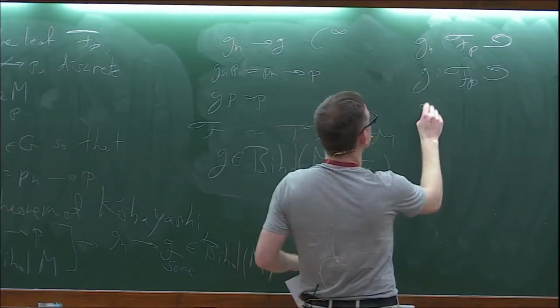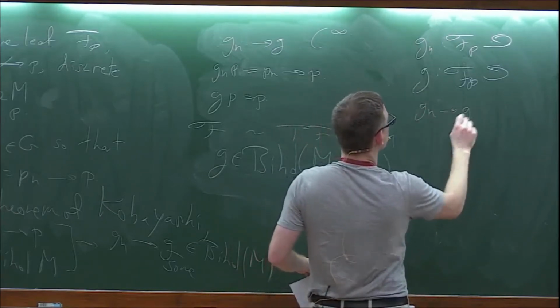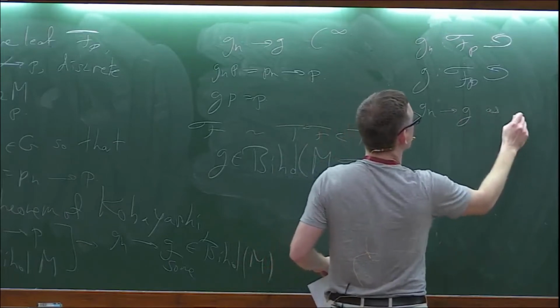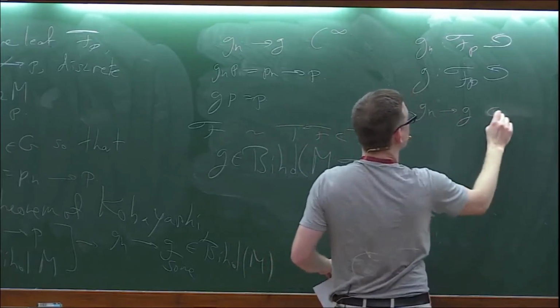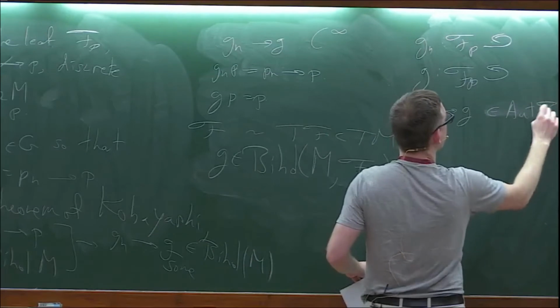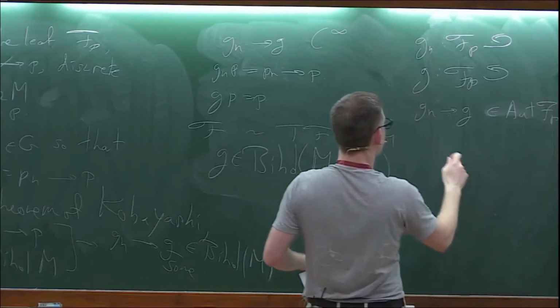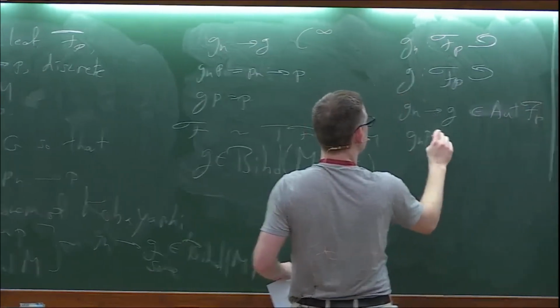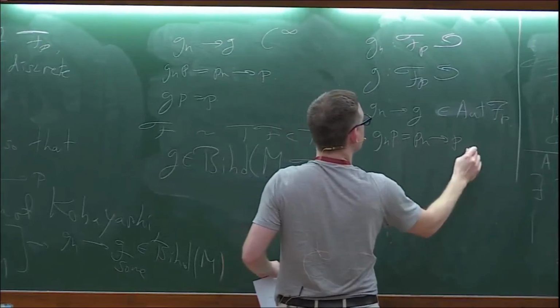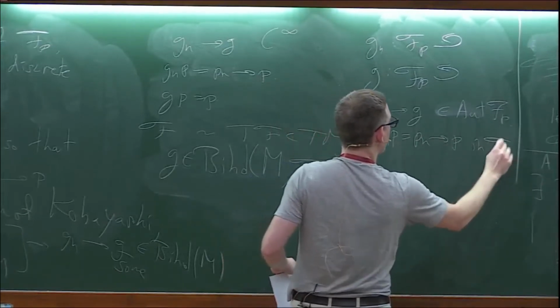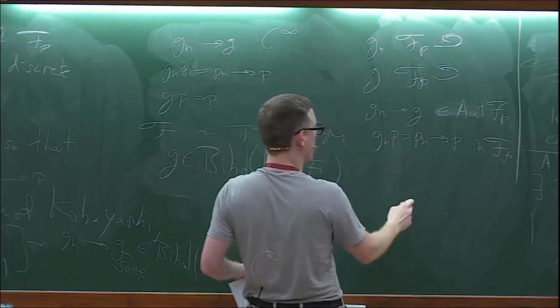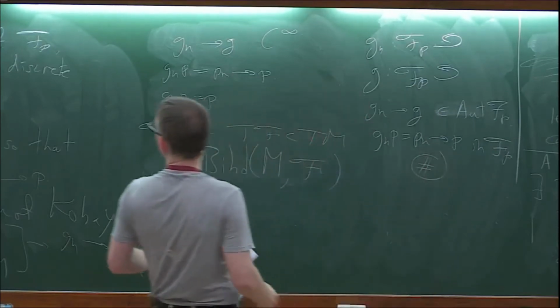And so what we get is G_n converges to G as an automorphism of the leaf. Well, in automorphisms of the leaf. But that means that G_n P, that is P_n, converges to P in the leaf. Okay, in the leaf. And that's not possible. Okay, so what we found is weird.